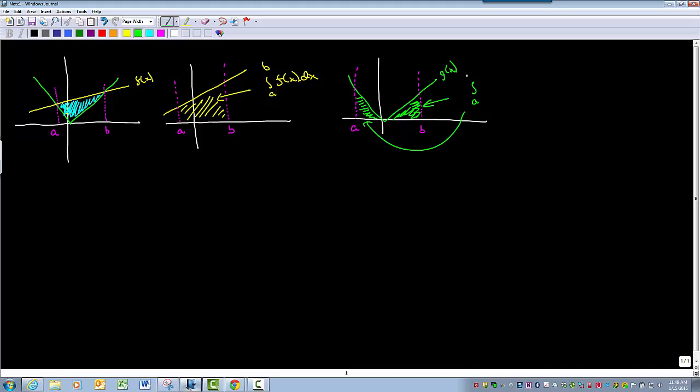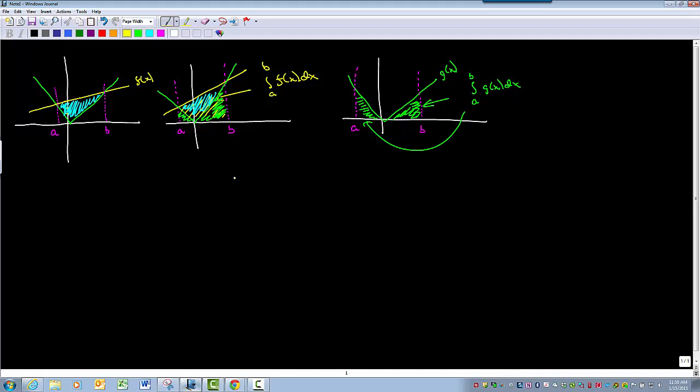So it's the integral from a to b of g(x) dx. Now, if I take the first guy and I subtract off the second guy, I get what's in between. So for example, if I take this guy and I overlap it here. Oh, that was bad. Let's try it again. Okay. So if I take the whole guy and I subtract off the green, what I get is the thing that I want, which is this thing in the middle.